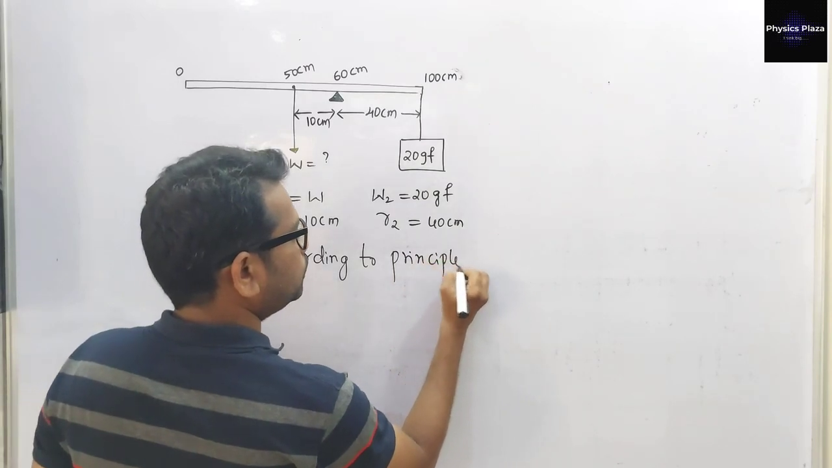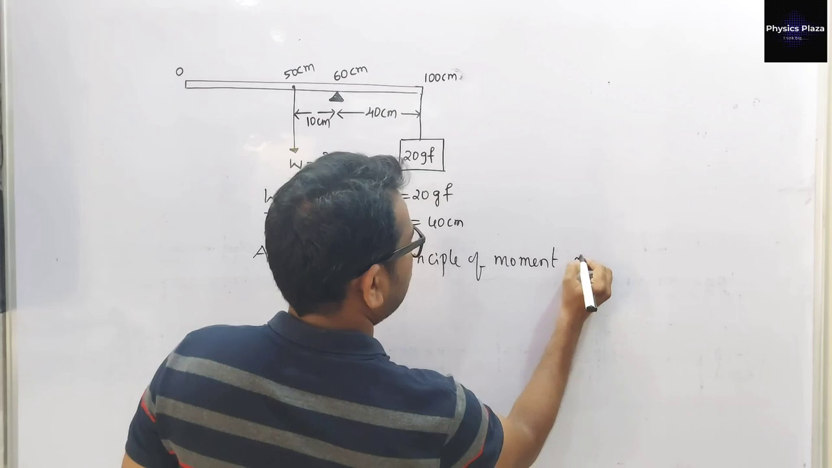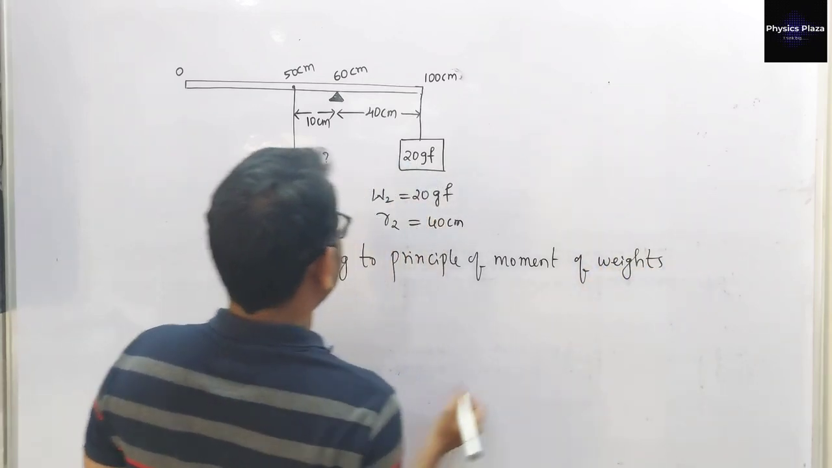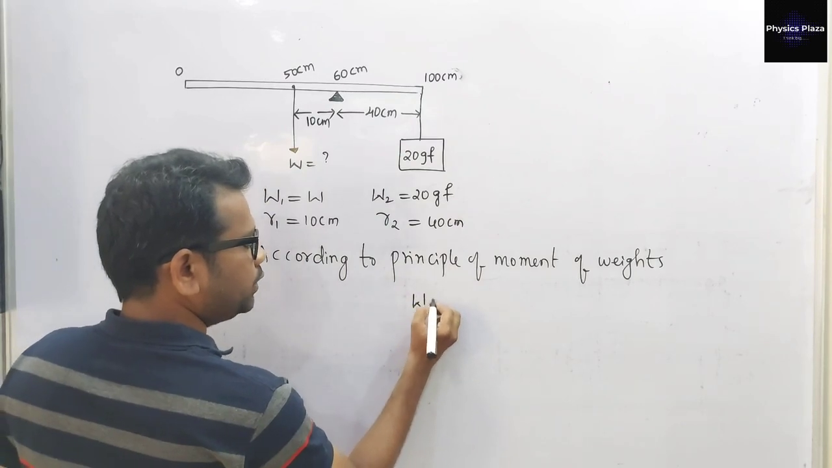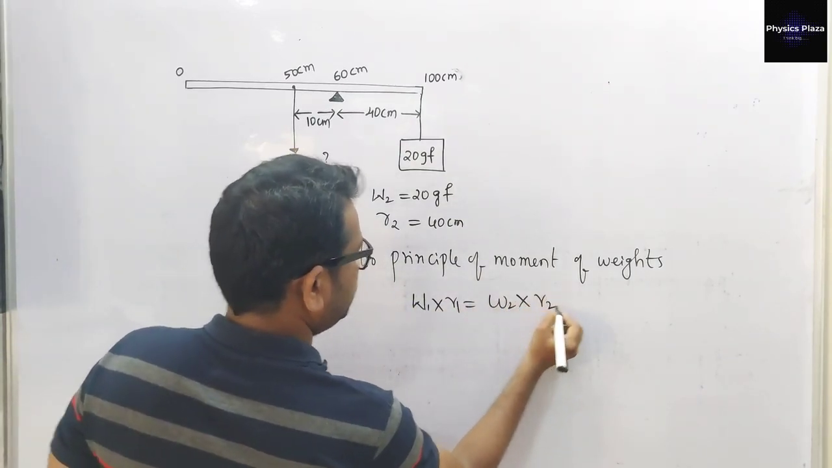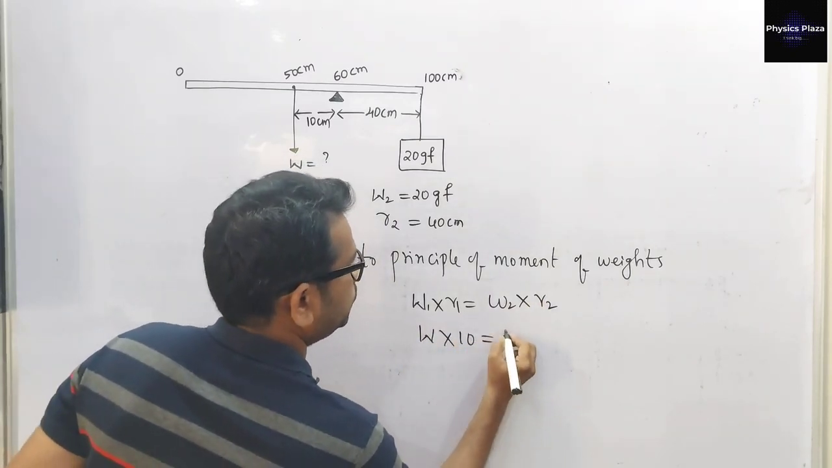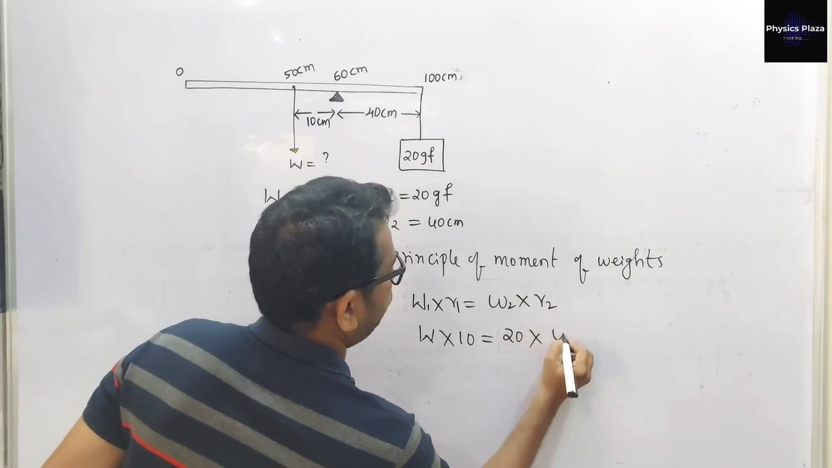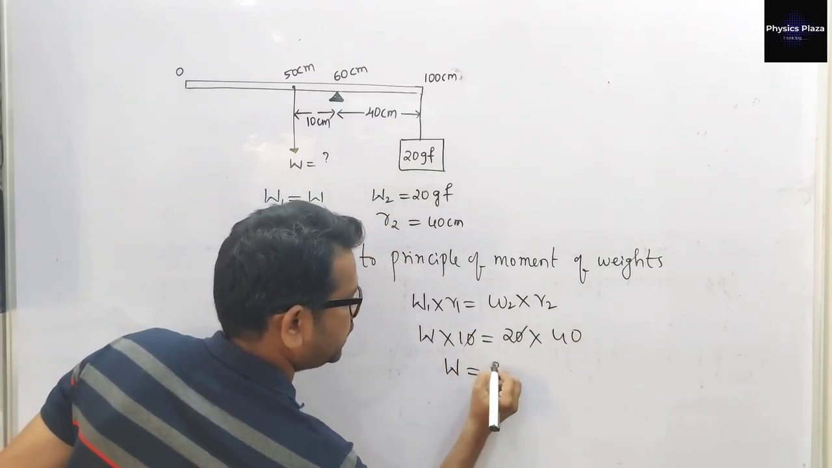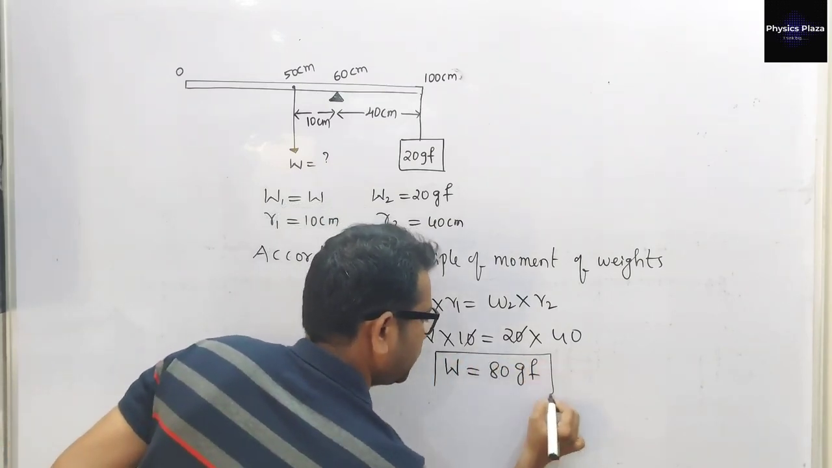According to the principle of moments of weights, we can write W1 into R1 is equal to W2 into R2. This is W into 10 is equal to 20 into 40. Zeros cancel. So W is equal to how much? That is 80 gram force. That's it, 80 gram force.